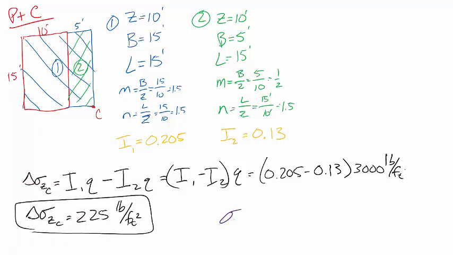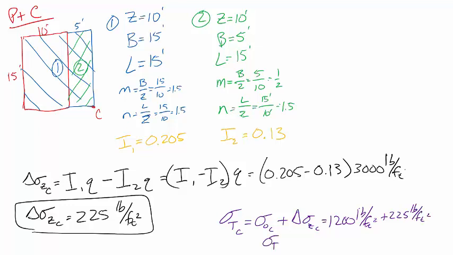And so our total stress at point C is just our geostatic stress at point C, which is the same, plus our change in vertical stress at point C, which is 1,200 pounds per square foot, plus 225 pounds per square foot. So our total stress is 1,425 pounds per square foot.